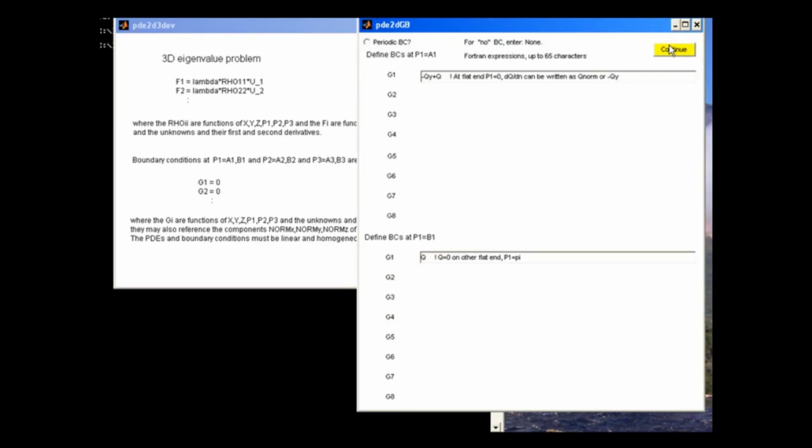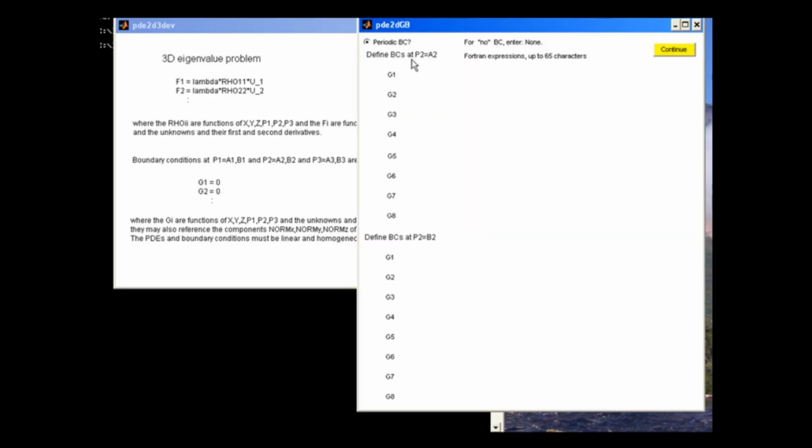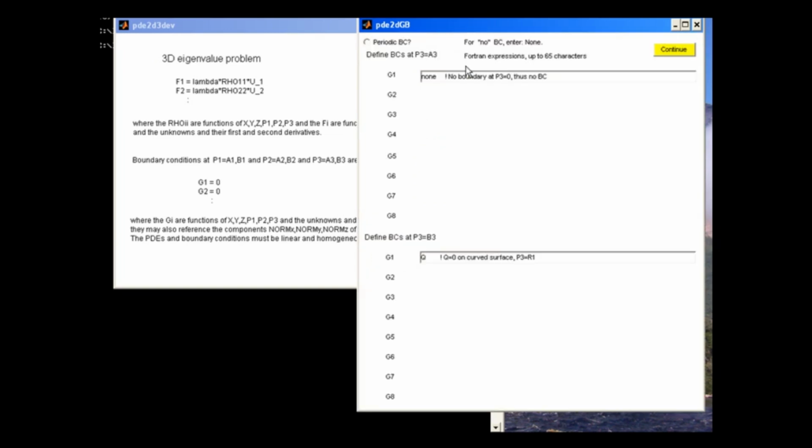Here we define the boundary conditions. These are at P1 equals 0 and P1 equals pi. Those are the two flat ends. P2 is the poloidal angle. We're defining periodic boundary conditions on P2. P3 is the distance from the center line. At P3 equals 0, there's no boundary, so no boundary condition. On the outside curved boundary, P3 equals R1, we set Q equals to 0.